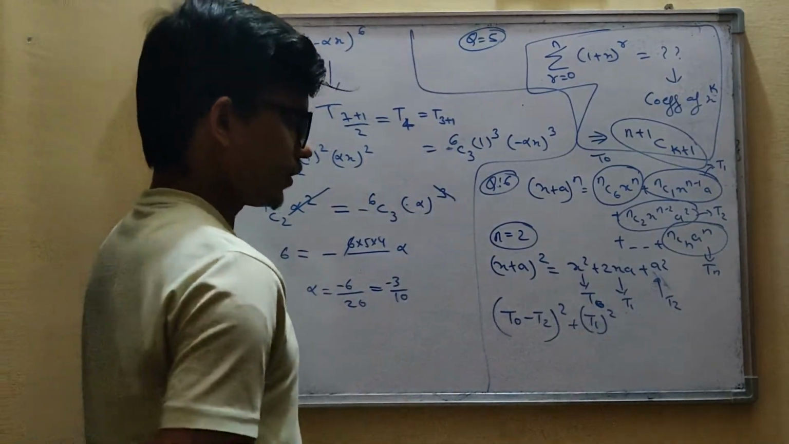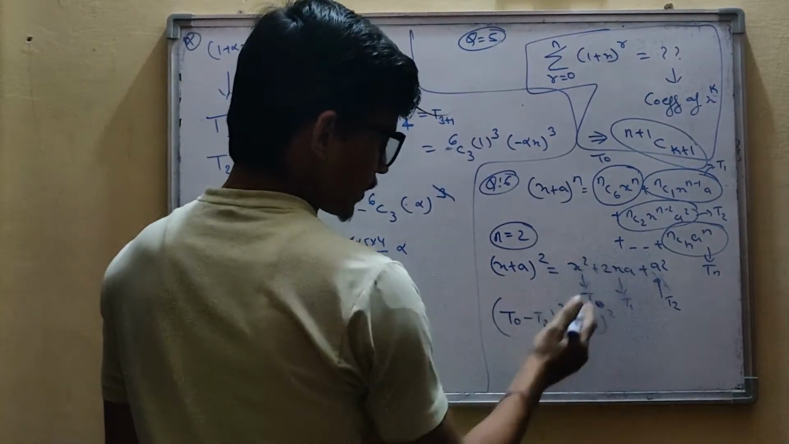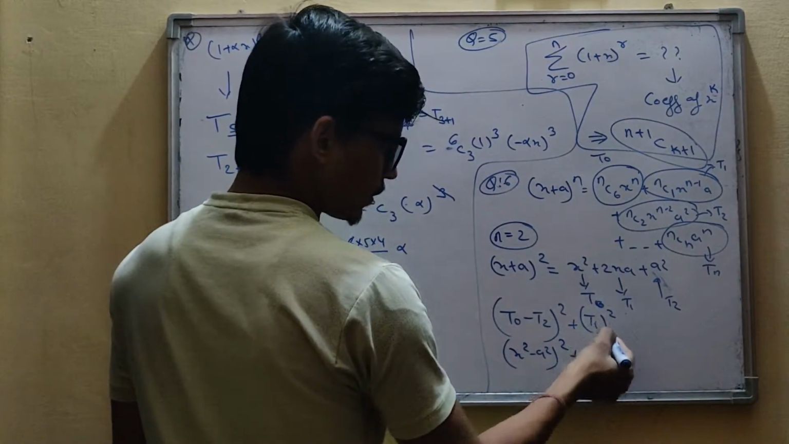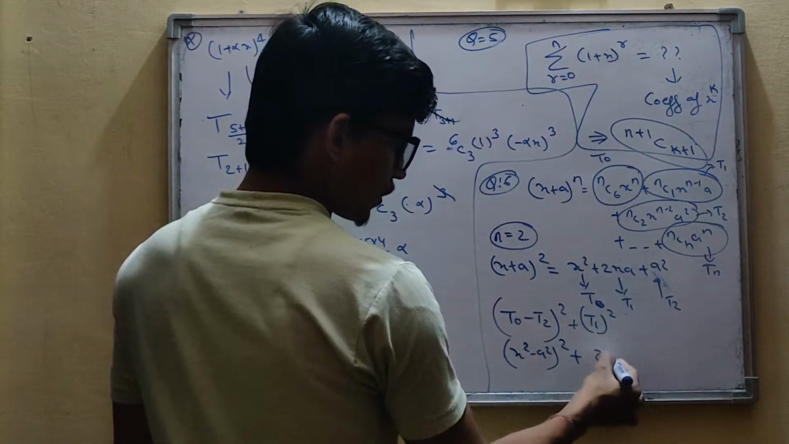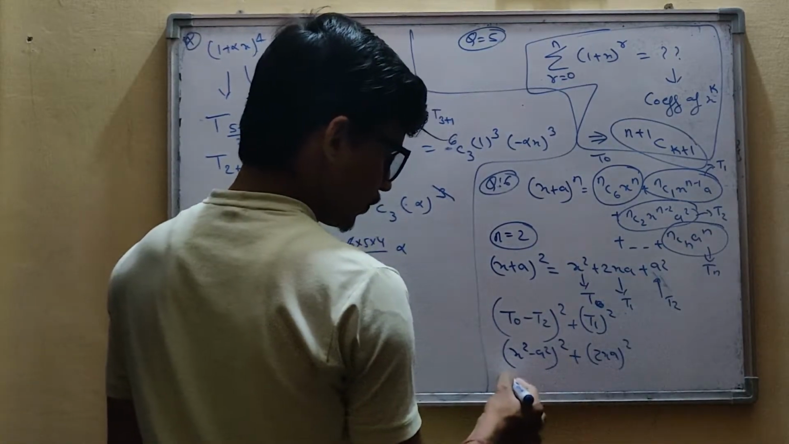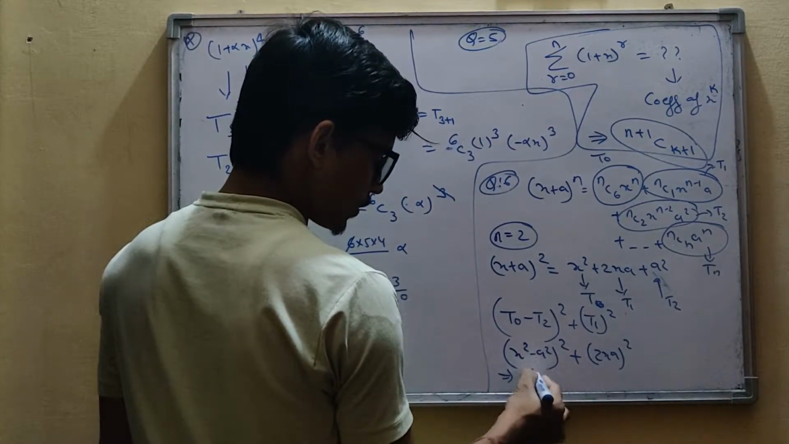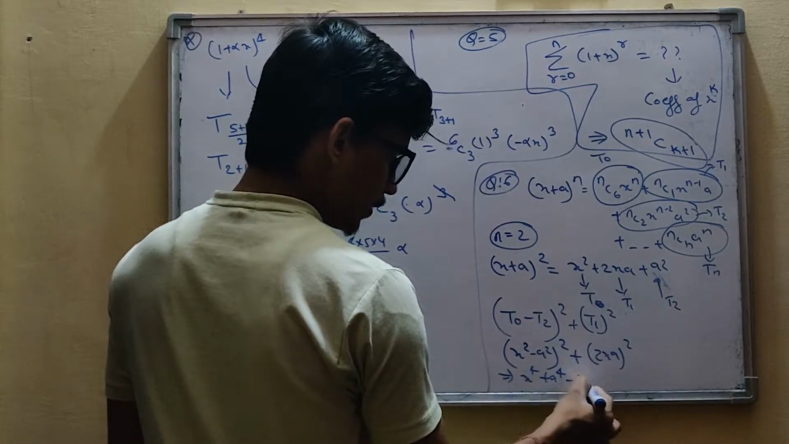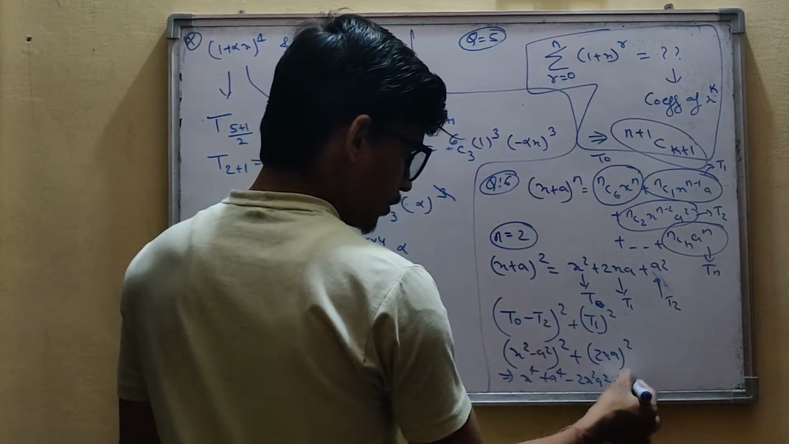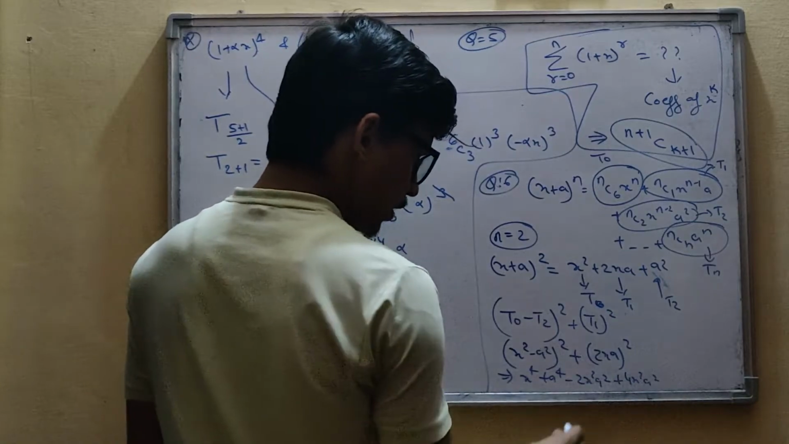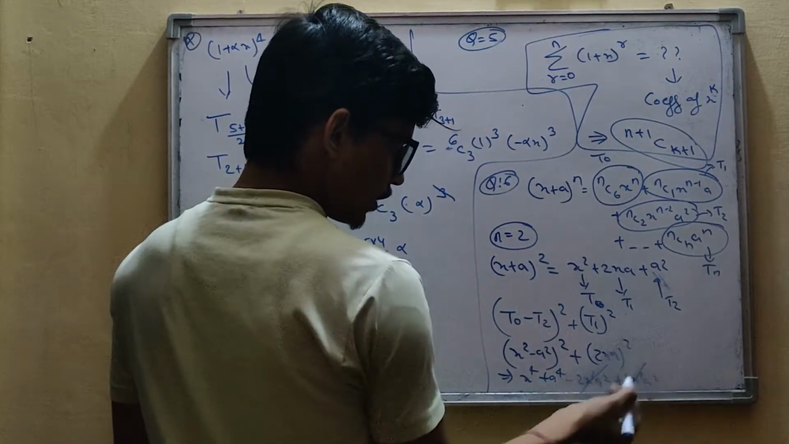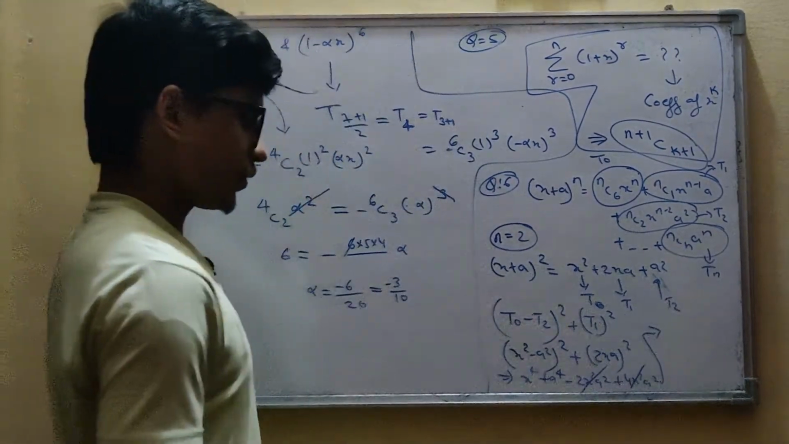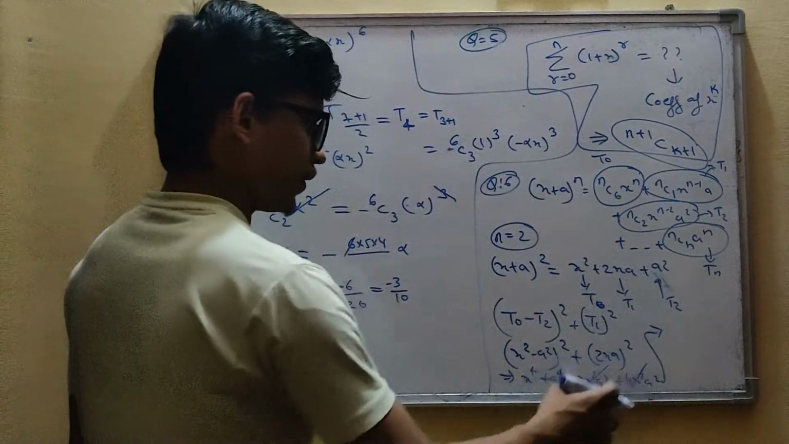Now what is t naught? t naught is x square. So x square minus a square plus t1. And what is t1? 2xa, to the power 2. So if you solve them, what are you going to get? x to the power 4 plus a to the power 4 minus 2x square a square plus 4x square a square, right? So this minus and this plus will cancel out and it will become plus.